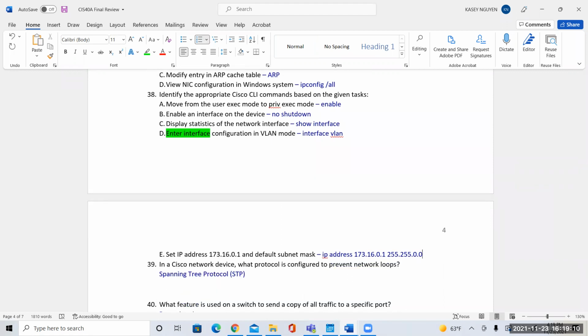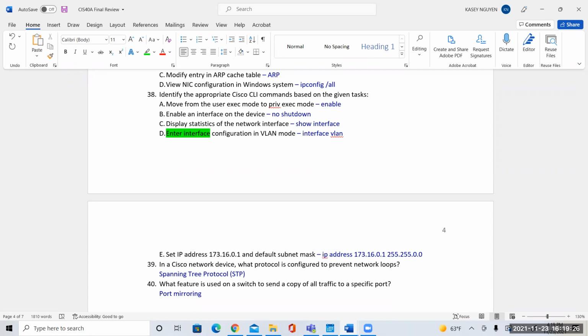In a Cisco network device, what protocol is configured to prevent network loops? And that's your spanning tree, your STP. Network loops degrade your bandwidth, so it slows down, right? Because when it's looping, you're going to have poor bandwidth, so we want to use STP.